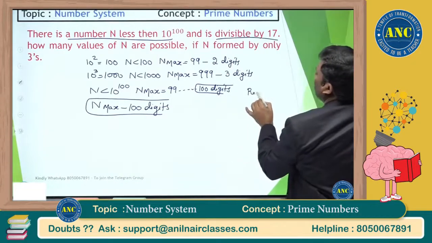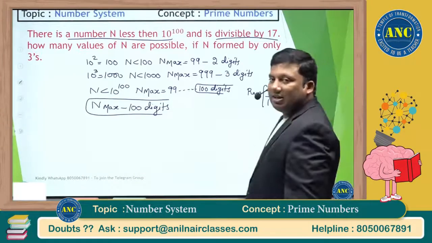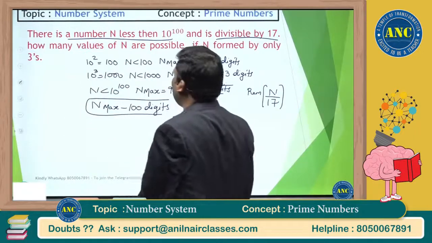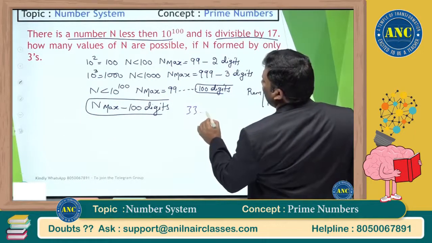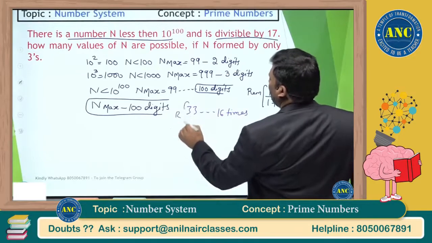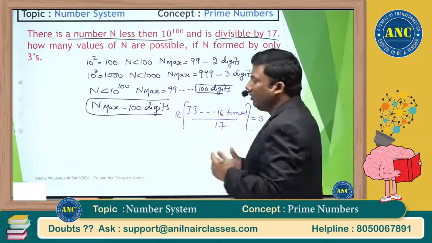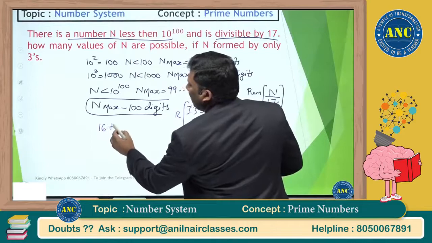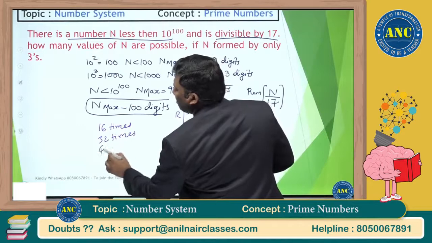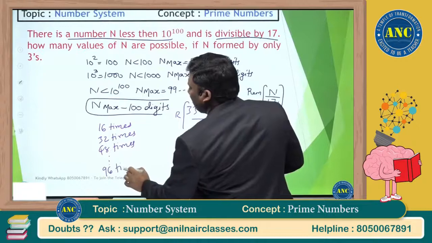If n is divisible by 17, what did we discuss right now? If a number is 3 written p minus 1 times, that means 3 is written 16 times, it is perfectly divisible by 17. Yes or no? 16 times it will be divisible. 32 times it will be divisible. 48 times it will be divisible. Like that, 96 times it will be divisible.